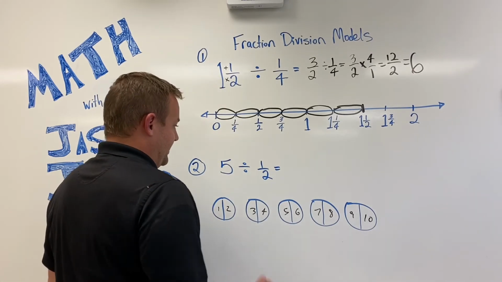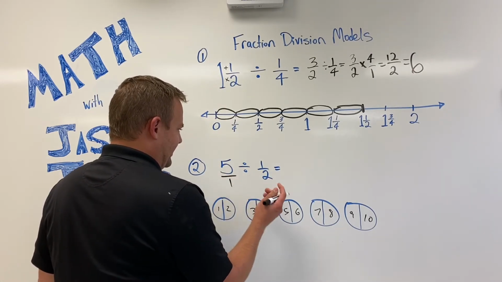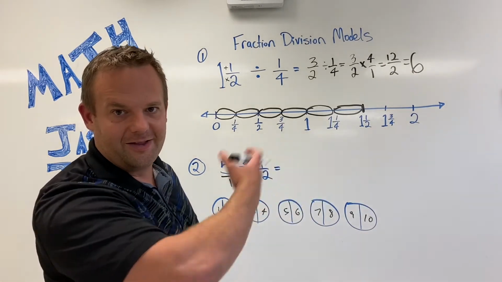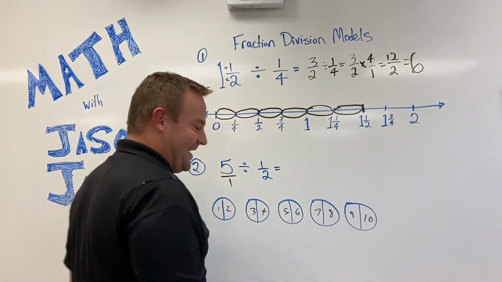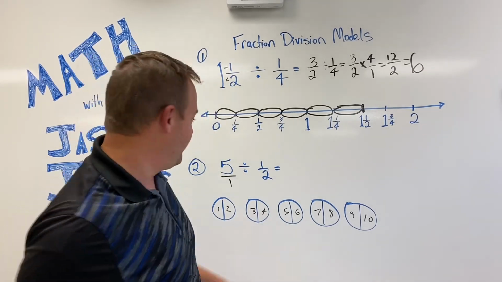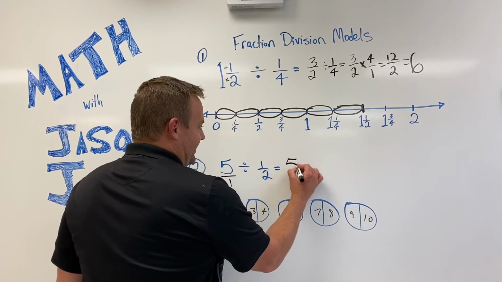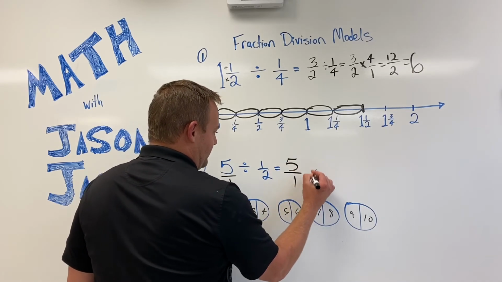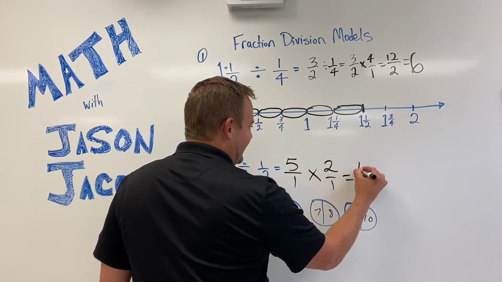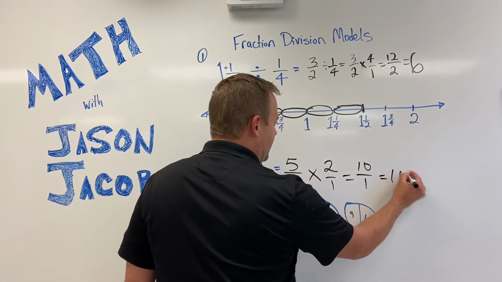Well, let's see, because again, we're dividing by a fraction, yet we're getting an answer that's greater than what we're dividing. And that's going to be a main thing that I think these models will really help you with. So when you divide, the dividend stays the same, and then you multiply by the reciprocal of the divisor. 5 times 2 is 10 over 1.